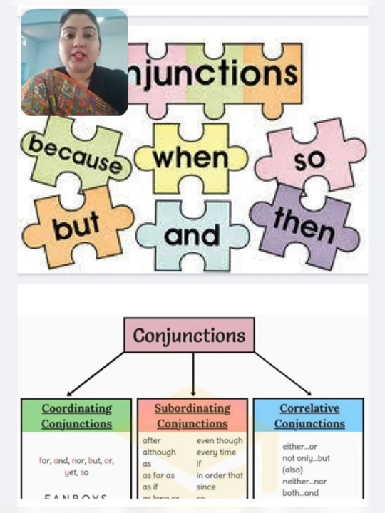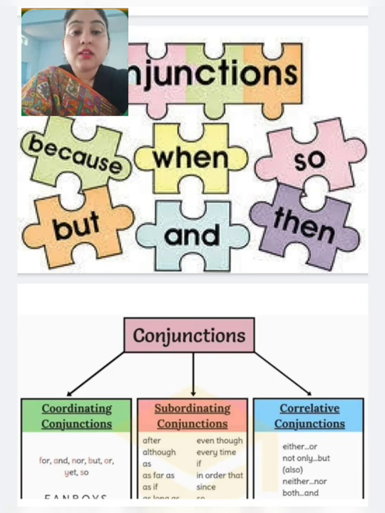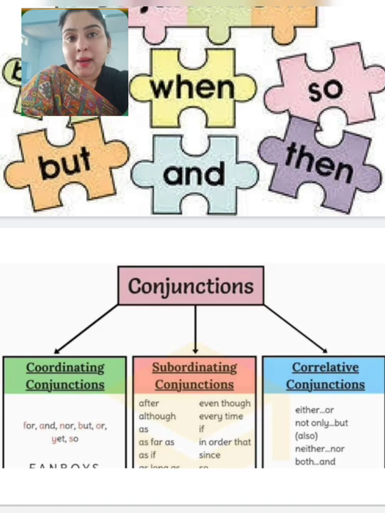Okay? So children, if you all can see here, conjunctions are words like because, when, so, then, and, but, and many more. So children, these conjunction words have different usage. That means "and" is used to join two positive sentences, "but" is used when there is a negative sentence, right? "Or" is used when there is a choice, right? And "because" is used to give an explanation.